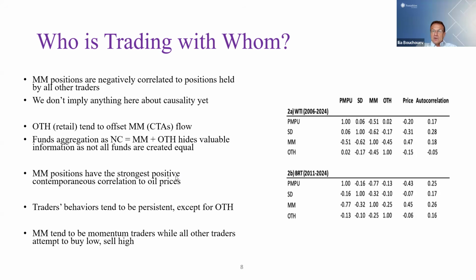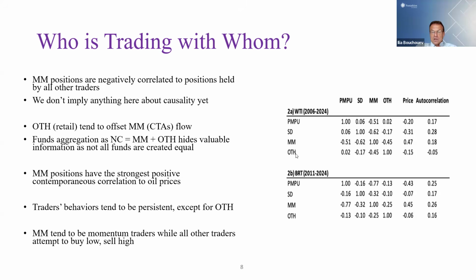Then if you look at the correlation to prices, again, this is over a long period, managed money is the only one positively correlated to price, and everybody else is negatively correlated to price. And also, traders' behavior tends to be persistent.